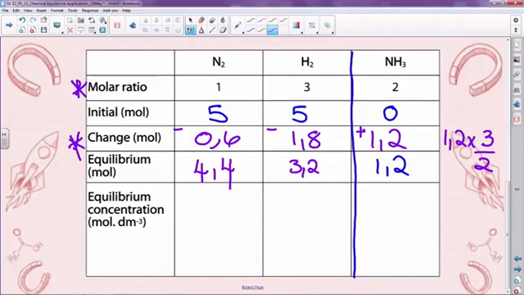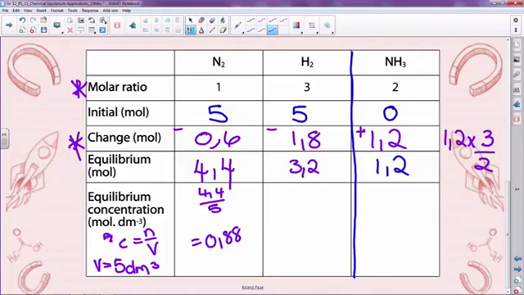But remember, concentration, oh no, that's not what I want. Concentration is number of moles over volume. And in the question, they said to you, your volume was 5 decimeters cubed. So I'm going to have to go 4.4 divided by 5, which means here this is 0.88. This is going to have to be 3.2 divided by 5, which gives me 0.64. This is going to be 1.2 divided by 5, which gives me 0.24.